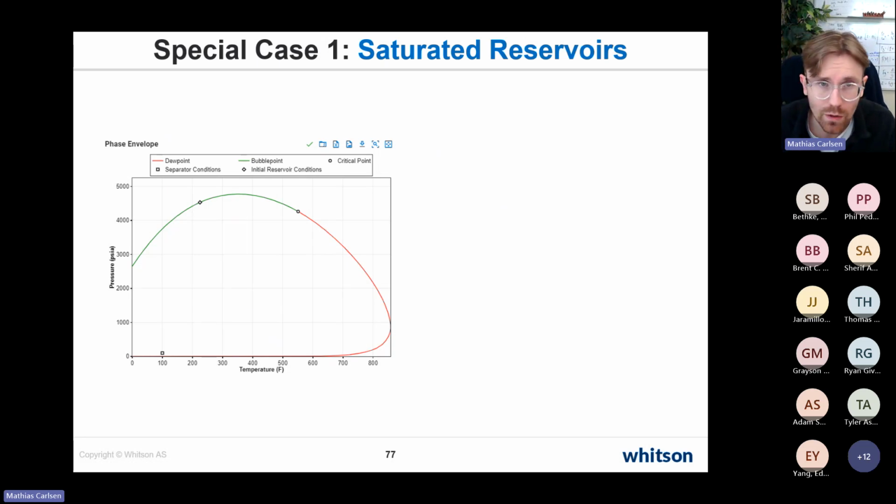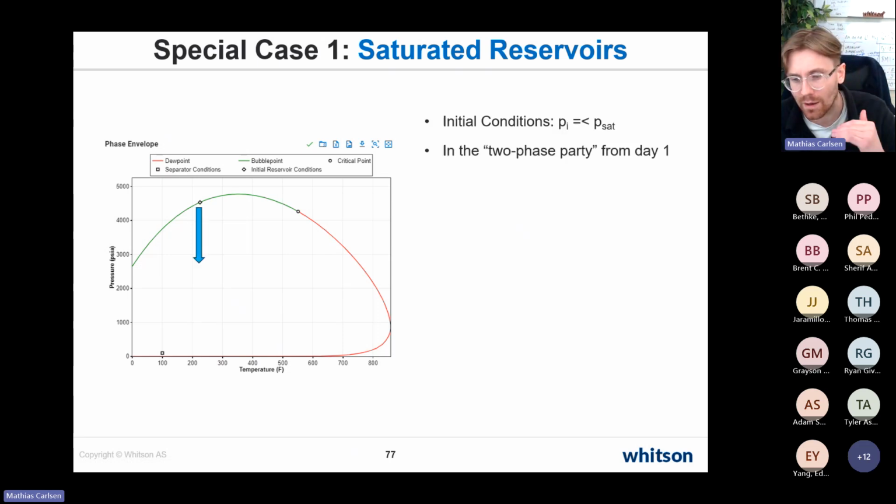When it comes to these different special cases, there are a couple that it's good for you to be aware of. The first one is a saturated reservoir. A saturated reservoir is a reservoir where the initial reservoir pressure and temperature are already at the phase envelope right here. As soon as you start to produce this well, you're already below the saturation pressure, and that's what's called a saturated reservoir. The reason this is complicated many times is that you're already inside of the two-phase region from day one, so your GORs are already starting to increase from day one.